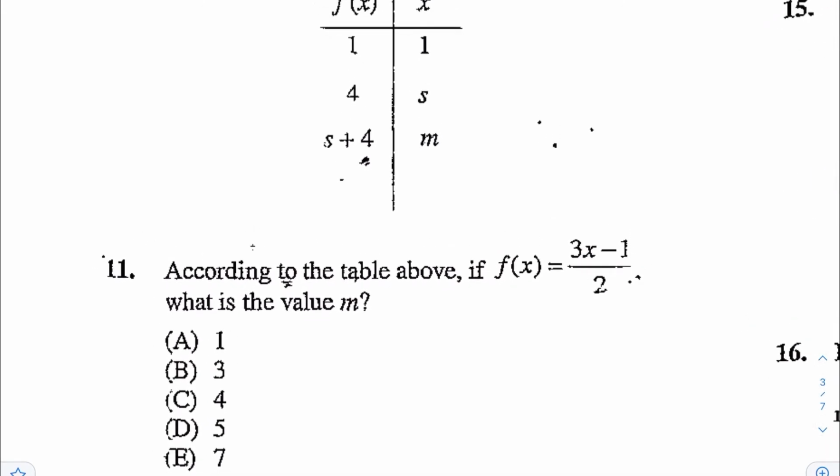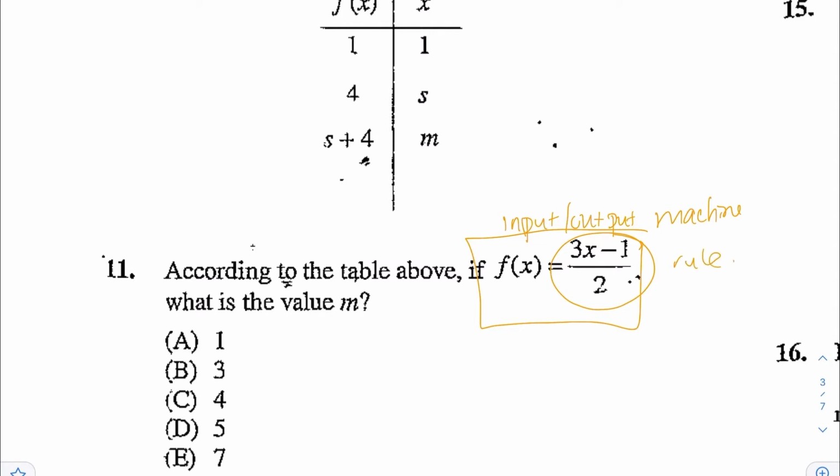All right, next for number 11, according to the table above, if f of x is equal to (3x minus 1) divided by 2, what's the value of m? So here you have a function, which is again an input-output machine. And we know the rule here is 3x minus 1 divided by 2.